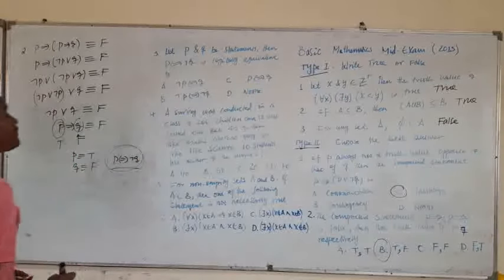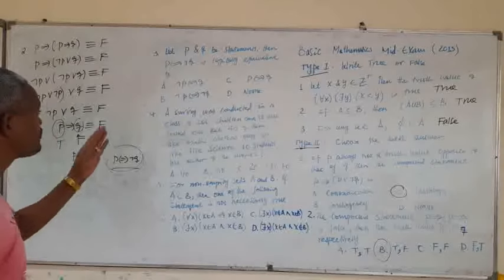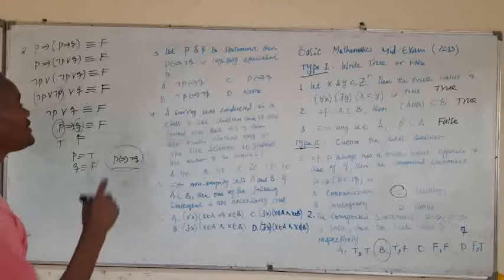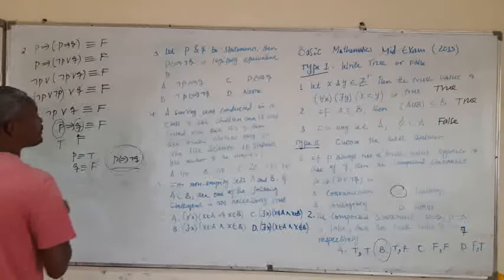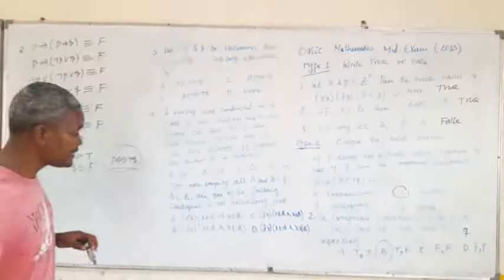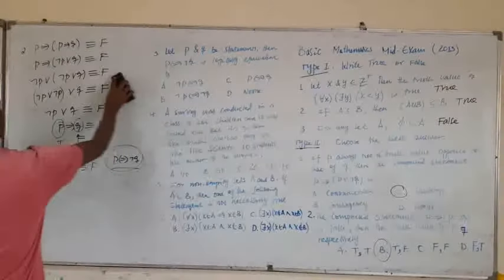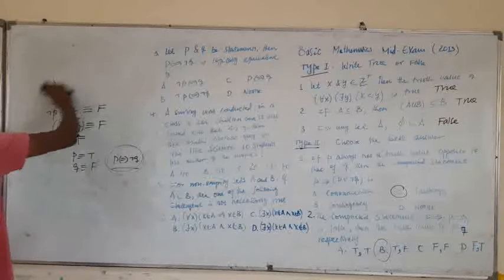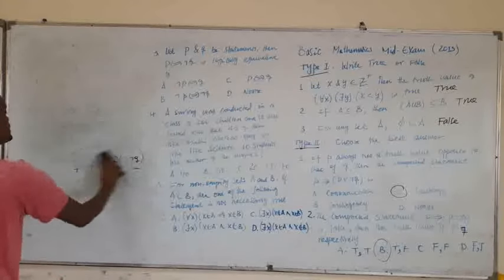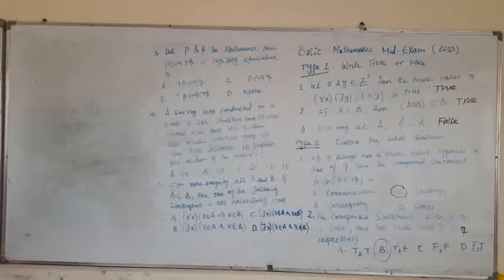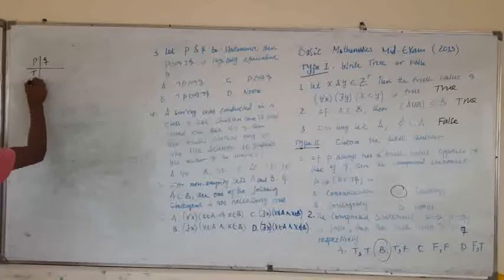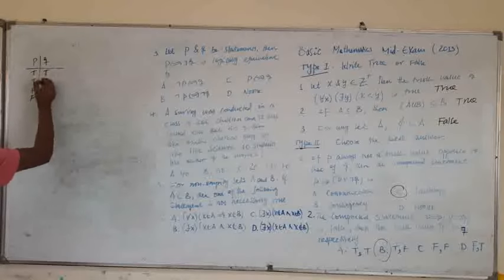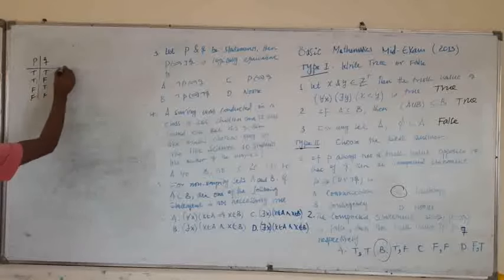Negation of P implies Q, negation of P implies negation of Q, P implies Q, and none of the other. We can see this using the truth table, or we can use other methods to show that a given statement is logically equivalent or not. So, we have two statements P and Q. We can use the truth table: true, true, false, false, and true, false, true, false.